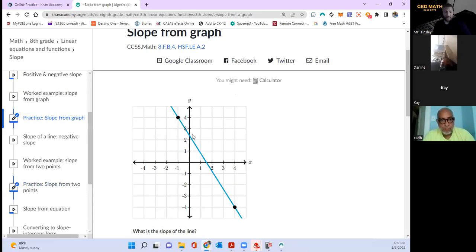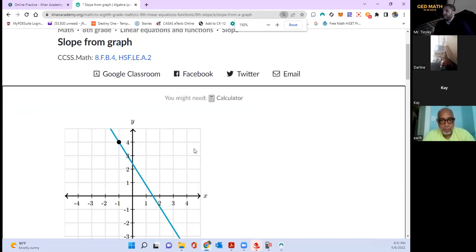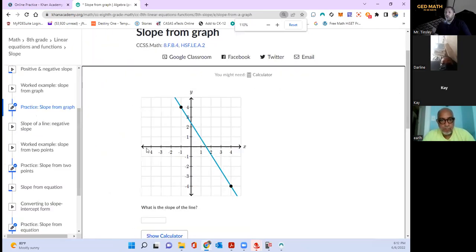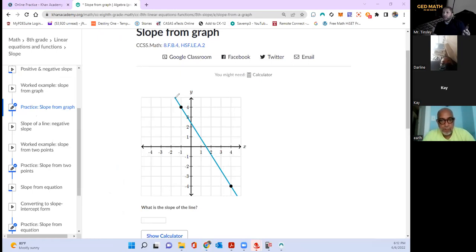But here's practice in Khan Academy. Let me make it a little bit smaller so we can see it. What is the slope of the line? The first thing, again, remember what I said: from left to right, what direction is it going? Down. So I know my slope is going to be negative. That's the first thing you want to be able to identify. From left to right, if it's going up, it's positive. If it's going down, it's negative.